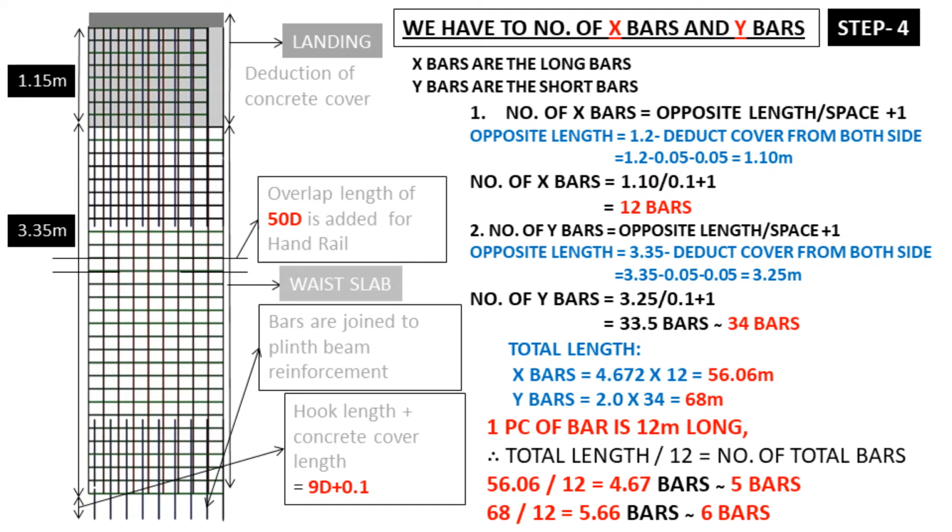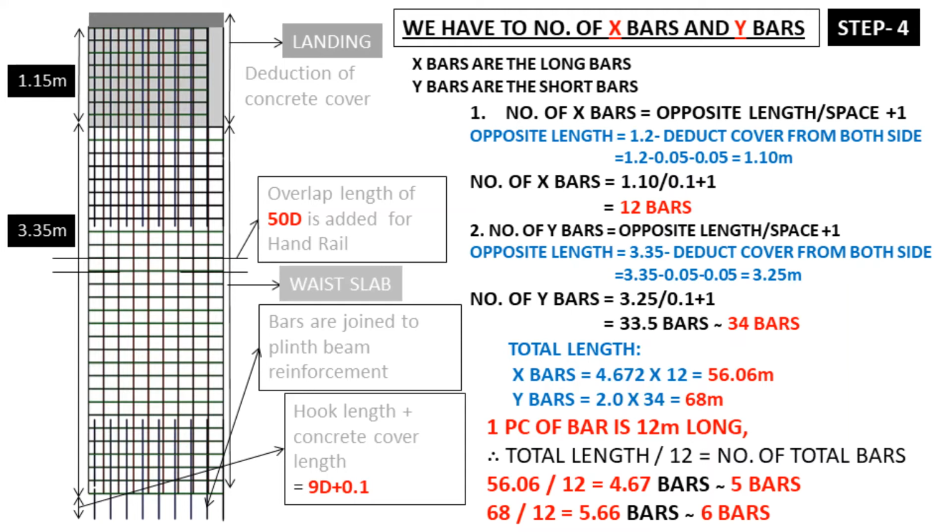After finding the length, we need to find the number of X bars and Y bars. Here X bars are the long bars and Y bars are the short bars. So number of X bars equals opposite length upon space between the bars plus 1. Here opposite length equals 1.2 minus deduct cover from both sides. We will get 1.10 meter. Now putting this value in the formula, we will get 12 bars.